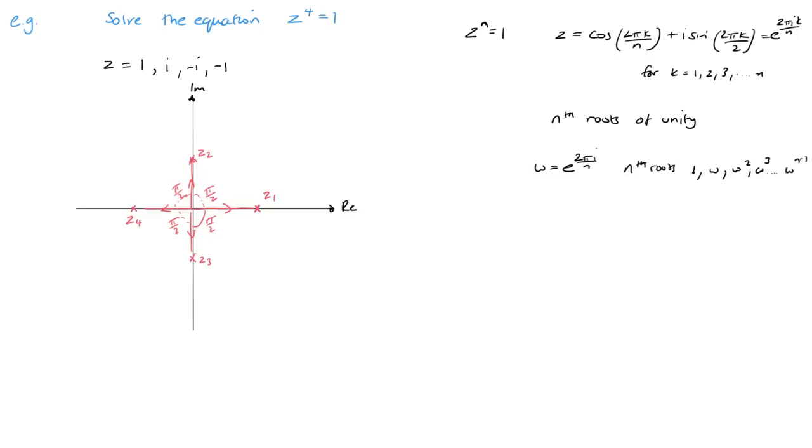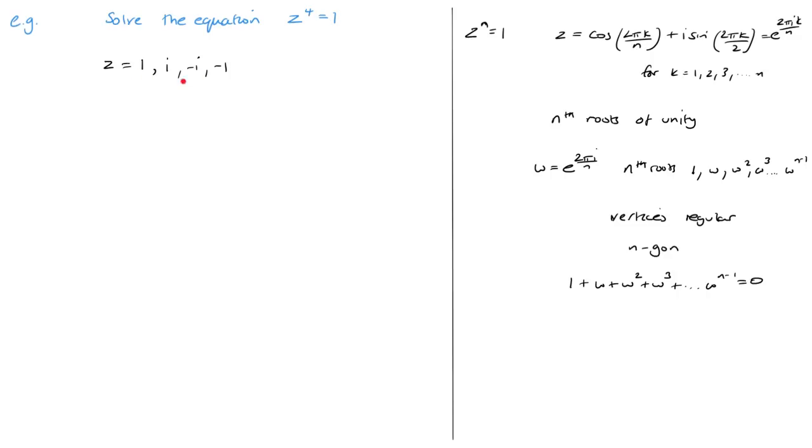And these roots form the vertices of a regular n-agon. Also, if you add them up, 1 plus w and so on all the way up to w to the n minus 1, they'll always equal 0. Okay, so I'll show you with the solutions that we had.